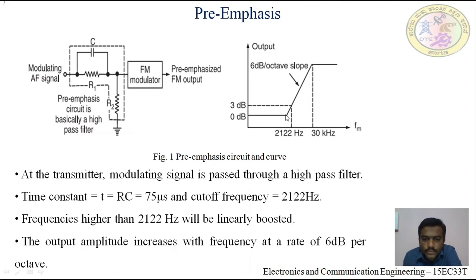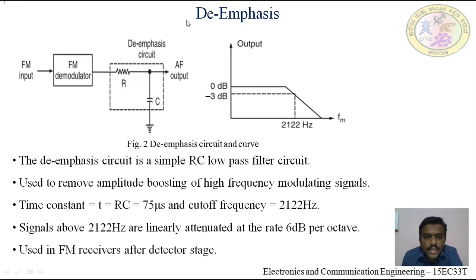As the frequency of the incoming modulating signal increases above 2122 Hz, this high pass filter circuit will provide the amplification at the rate of 6 decibel per octave. The amplified signal is then applied to the frequency modulator circuit in order to generate the FM wave. This high pass filter will help to remove the effect of noise on the modulating signal which is used to perform the frequency modulation in the FM modulator circuit.